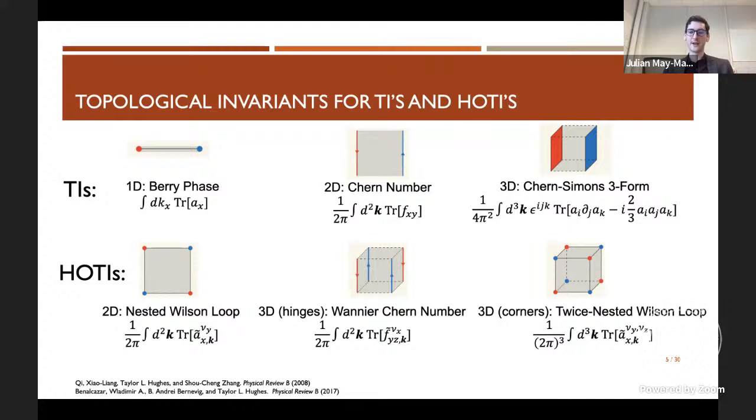Additionally, topological invariants are really based around the single particle picture. They're based around looking at some sort of Berry curvature of the occupied single particle band. And as such, it's very hard to apply this physics to interacting systems outside of some sort of a mean field picture.